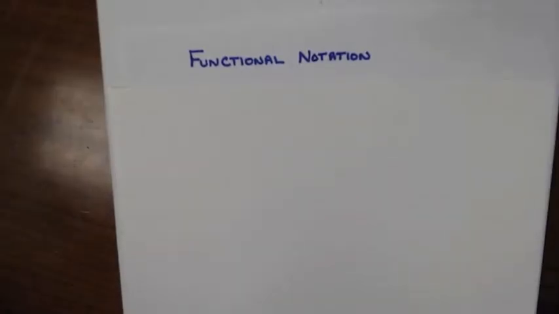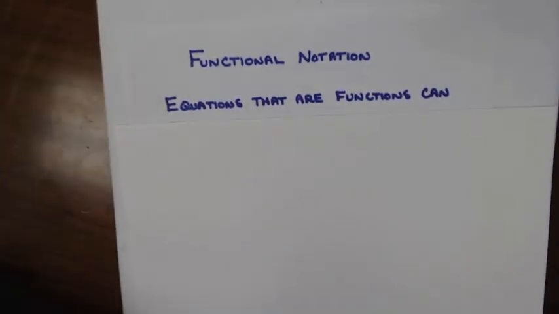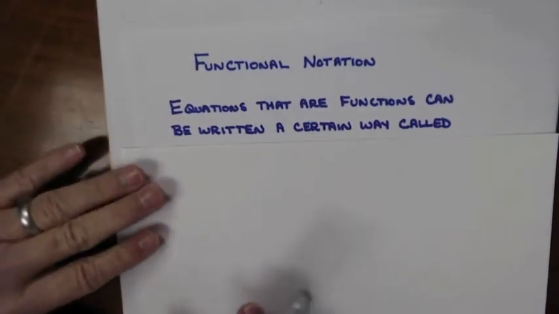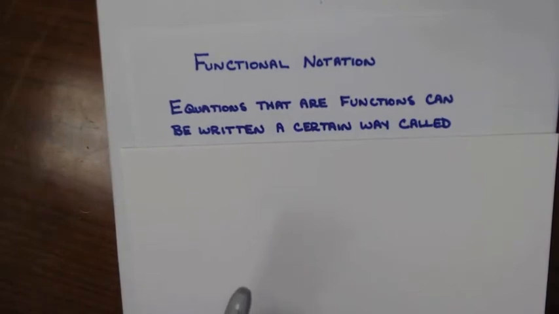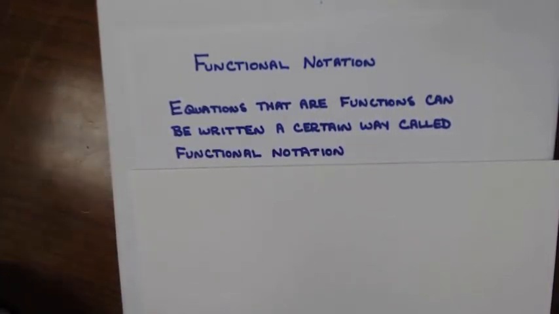What we're going to go over next is functional notation. Now, just like we've looked at graphs and mapping and tables, certain equations can also be functions. Once you determine which equations are functions and which ones aren't, they can be written in a certain way called functional notation.